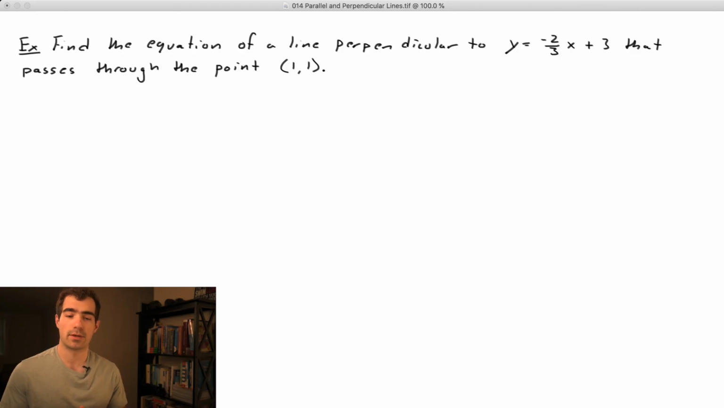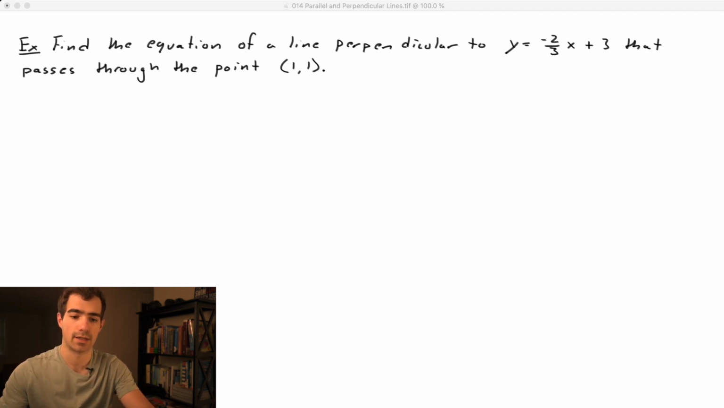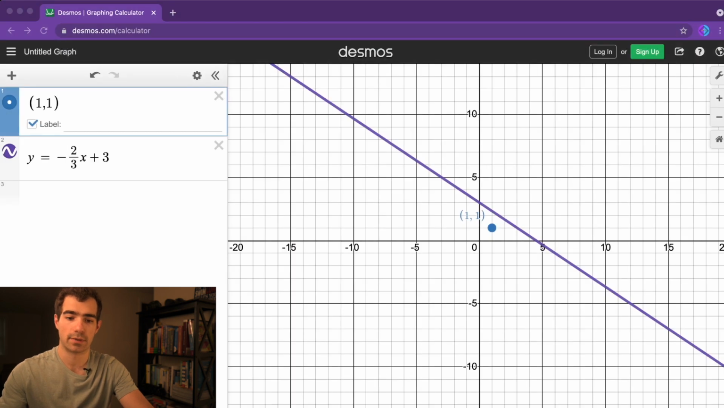So for example, we might want to find the equation of a line perpendicular to y is equal to -2/3 x plus 3 that also passes through the point (1, 1). And so to give us a sense of what we're looking for ahead of time and how we can kind of picture this in our minds, we can pull up a graph here. If we come back to Desmos, we can see we've got our line in purple here, our -2/3 x plus 3, and then our point in blue, (1, 1). And so what our goal is going to be is to find the line that is perpendicular to that purple line, but also runs through the blue point (1, 1).